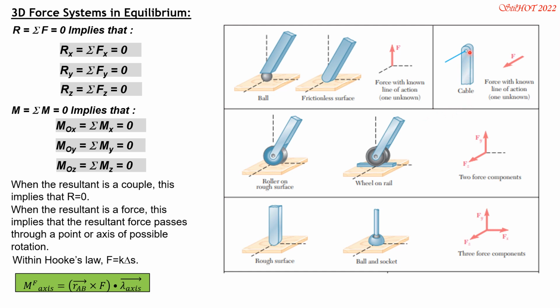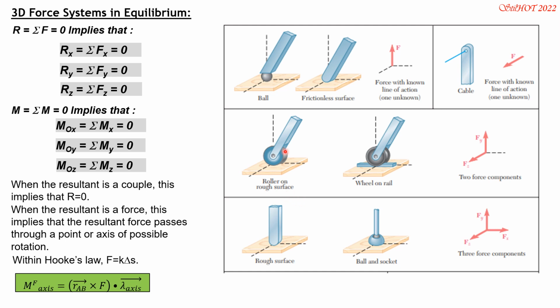Then another situation, when we have a cable, then the force is the tension in the cable. So the line of action of the force is known, and there is only one unknown. Then we have a roller here. Another situation, roller on rough surface.